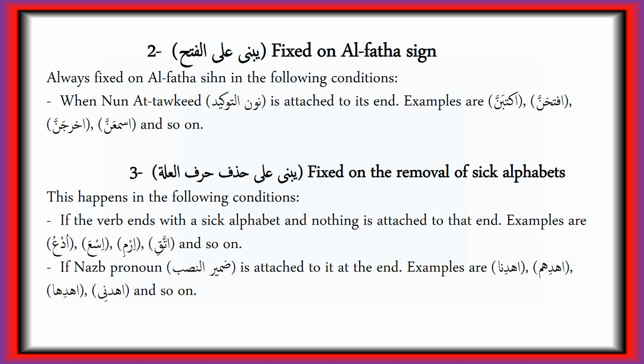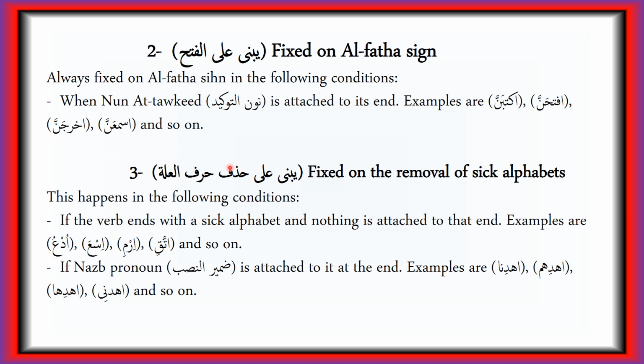Number 2, mabni ala al-fath, fixed on the fatha sign. Always fixed on the fatha sign in the following condition: when noon at-tawkid is attached to its end. Examples are uktubanna, iftahanna, ukhrujanna, isma'anna, and so on. As you can see, all of these verbs have noon at-tawkid attached to their end. Uktubanna and iftahanna have noon tawkid attached to their end, and so on. So they all take the fatha.